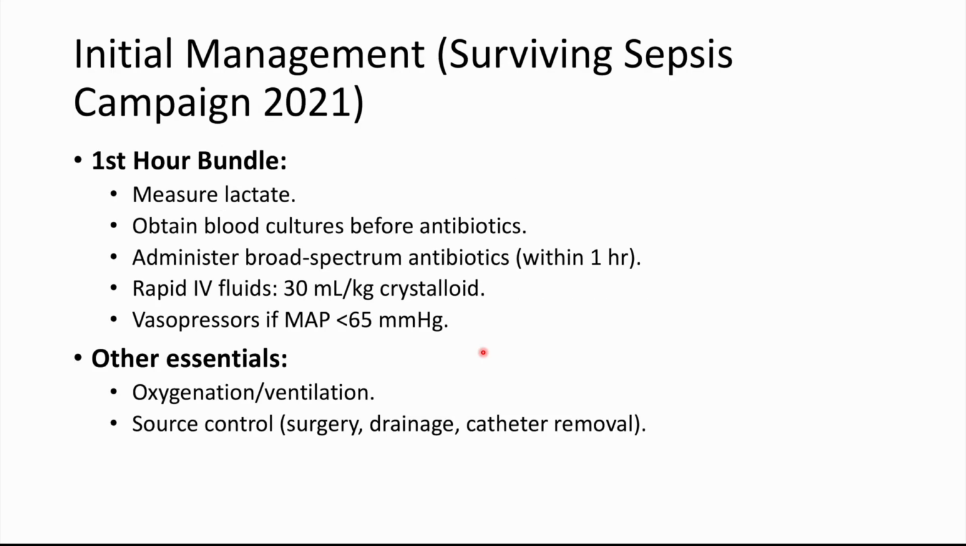Management in sepsis is a race against time. Harrison's and the Surviving Sepsis Campaign both say hit it hard in the first hour. That's why they created the first-hour bundle. So we have to measure lactate, obtain blood cultures before antibiotics, administer broad-spectrum antibiotics within 1 hour, then give rapid IV fluids, around 30 ml per kg of crystalloids, then vasopressors if mean arterial pressure is less than 65 mmHg. Other essentials like oxygenation or ventilation, and source control like surgery, drainage, or catheter removal, should be done.